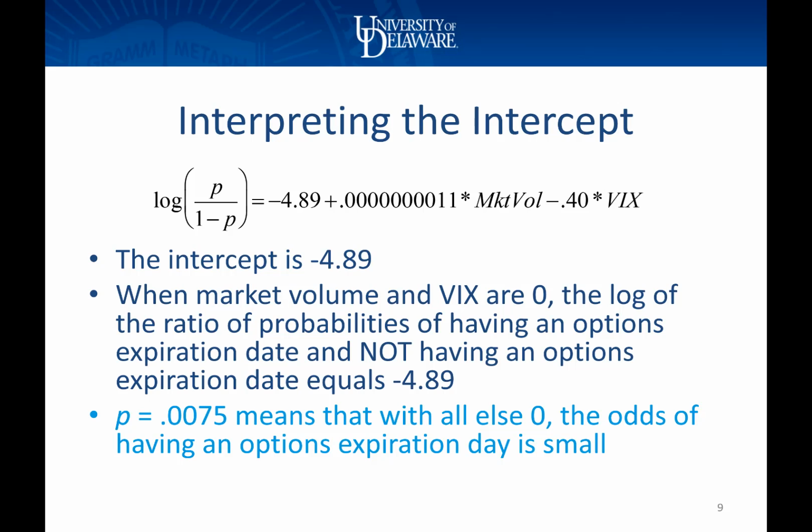So what we're saying is when the log odds ratio is very negative, like a negative 4.89, P is going to be very small. If that intercept was a negative 10, P would be even smaller. Our intuition says yes, it makes sense that with all else held constant, most days are not options expiration days. So on a day when there was no market volume and low volatility, yes, I think it's reasonable that we have a very small probability of being an options expiration day.